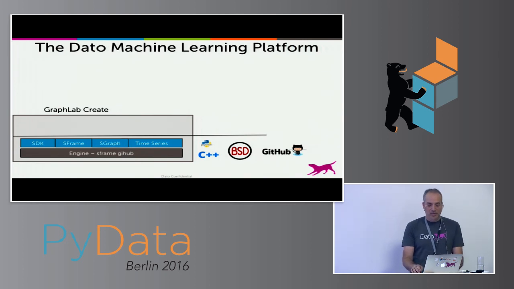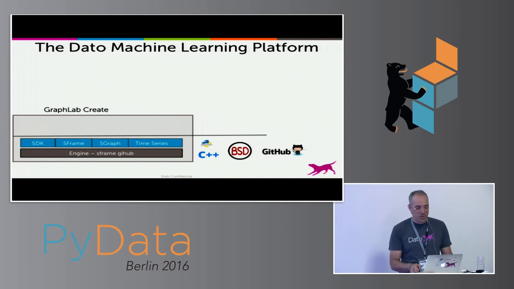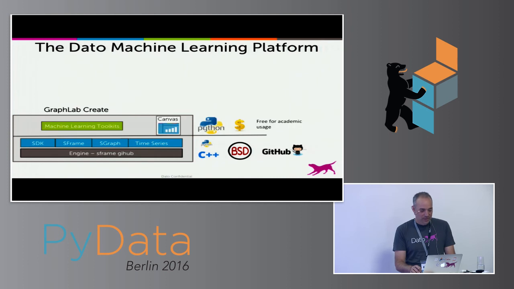We have different types of data structures for tabular data, for graph analytics, and also for time series analytics. We also have an SDK in C++, though I guess this is a Python conference, so I shouldn't say that. The major interface is of course in Python. We have a lot of machine learning toolkits on top of the engine, which are Python based, as I showed you, and we have visualization. Our product does require a license, but it is free for academic usage. Anyone who is a student or participating in a Kaggle competition can get a free license.